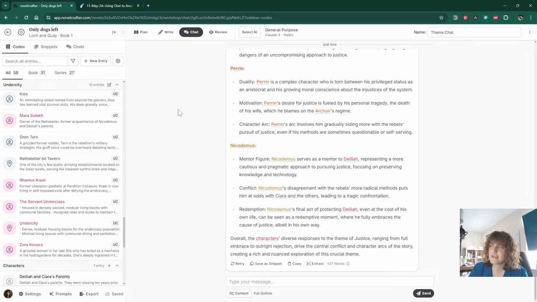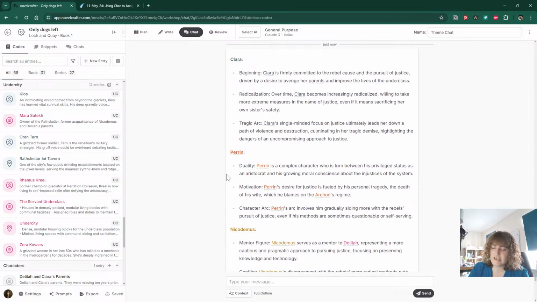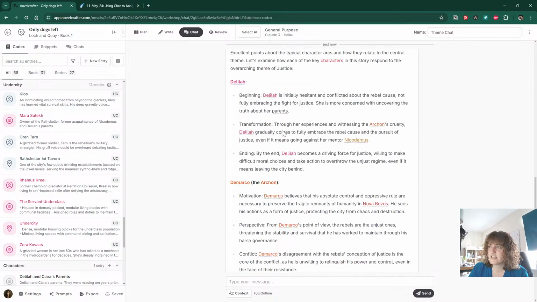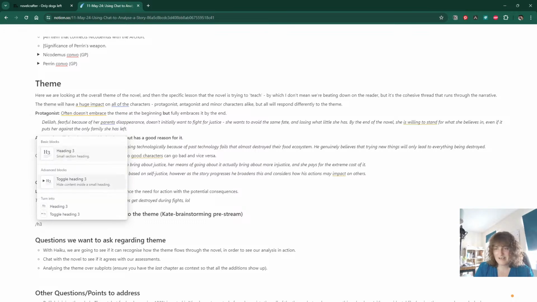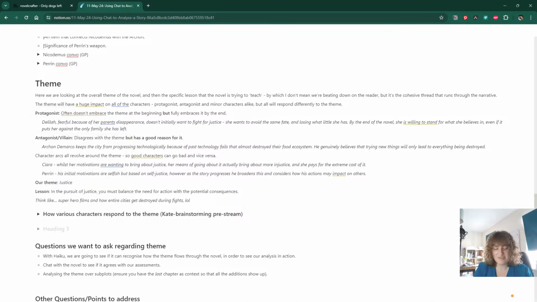Yeah, so you can see here, using AI, you can really get an in-depth look into how characters are responding to the theme. There are definitely things that I would edit, at least for my personal use. I've put in the Notion document what my thoughts were. My lesson is that in the pursuit of justice, you must balance the need for action with the potential consequences. We don't want the whole New York superhero thing.